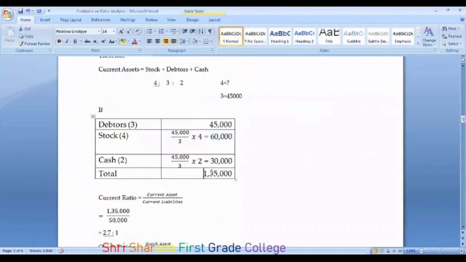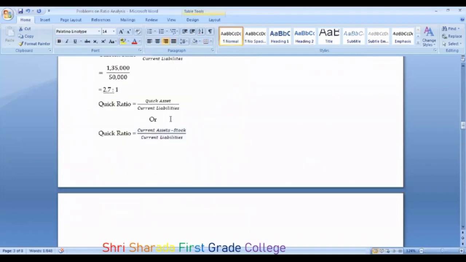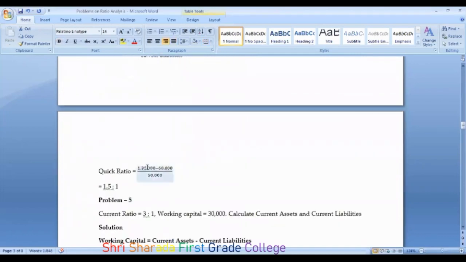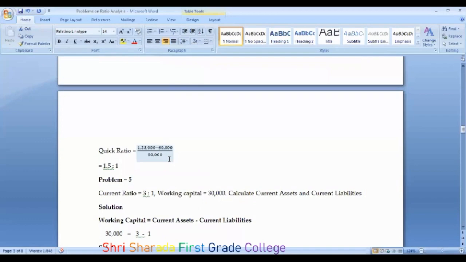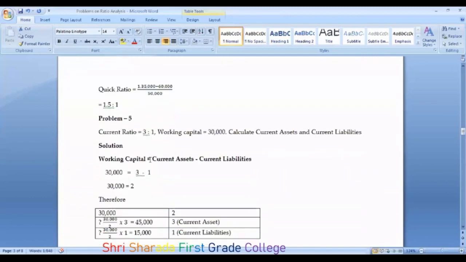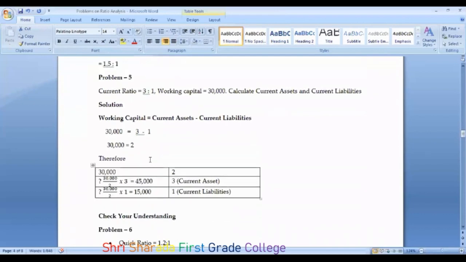So out of 1,35,000 minus 60,000, you will get the quick assets. So quick assets is 1,35,000 minus 60,000, divided by current liability, which is 50,000. So 1.5:1 is the quick ratio. Clear? Let's move on to the fifth problem.